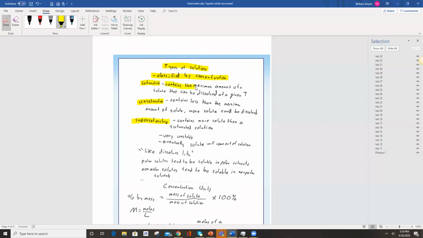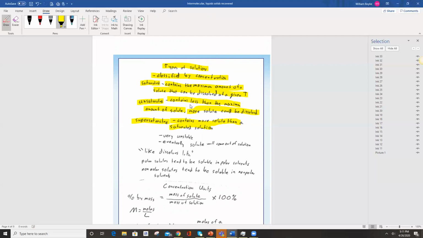Saturated contains the maximum amount of a solute that can be dissolved at a given temperature. It's saturated. You could not dissolve any more; no more solute could be dissolved at that point. Unsaturated would be not saturated. This would contain less than the maximum amount of solute. What that means is more solute could end up being dissolved in this. There is a special case called supersaturated. Supersaturated contains more solute than a saturated solution.